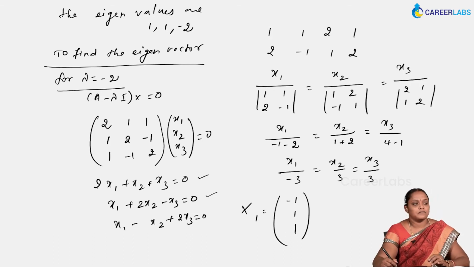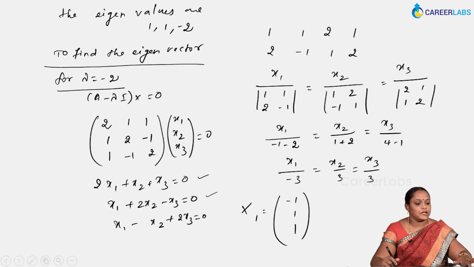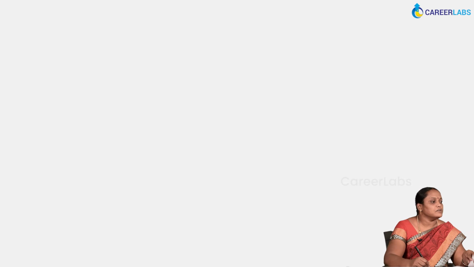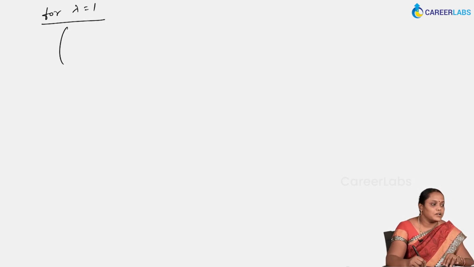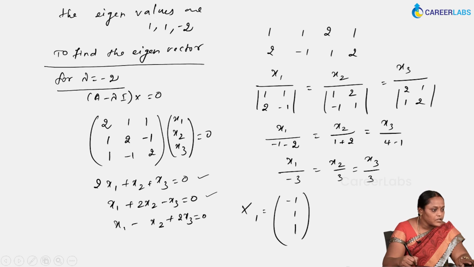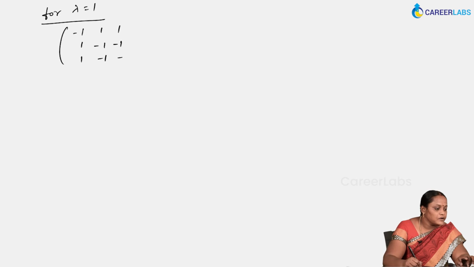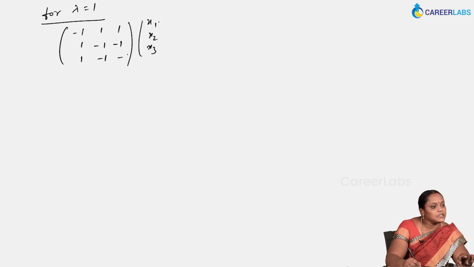Now, we are going to find the eigenvector for lambda equal to 1. It is a repeated root. So, for lambda equal to 1, the matrix will be minus 1, 1, 1; 1, minus 1, minus 1; 1, minus 1, minus 1, multiplied by x1, x2, x3 equal to 0.